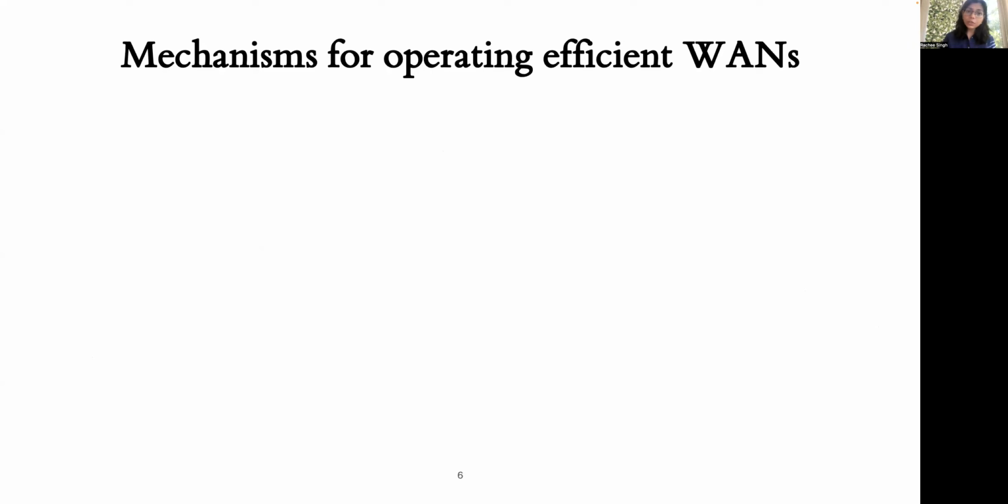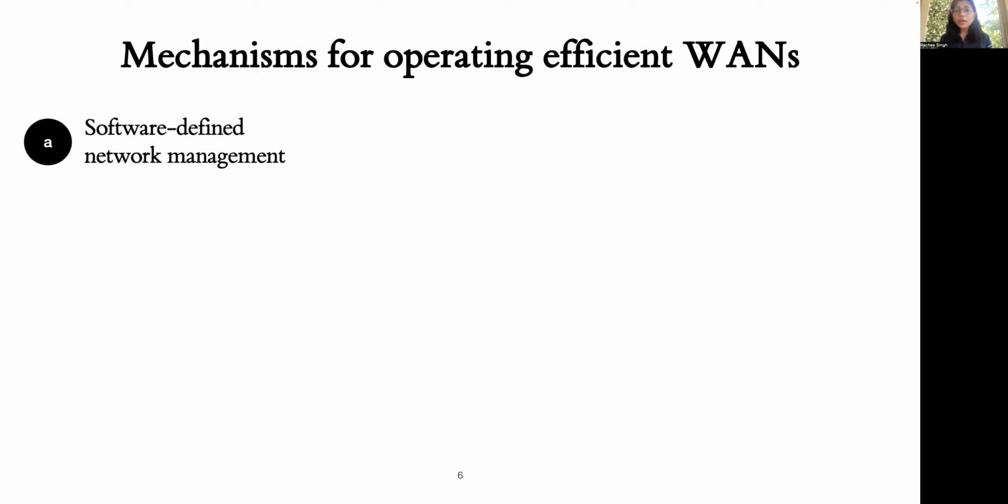Networking researchers and practitioners have developed several mechanisms to operate WANs efficiently. I'll focus on a subset of these mechanisms that are a recurring theme in the papers that will be presented in the wide area networking session. First, WANs have leveraged software-defined networking, or SDN techniques, to manage and control the network. In the SDN paradigm, the control plane of the network is decoupled from the data plane, allowing operators to program the control plane independent of the hardware that's responsible for forwarding traffic.